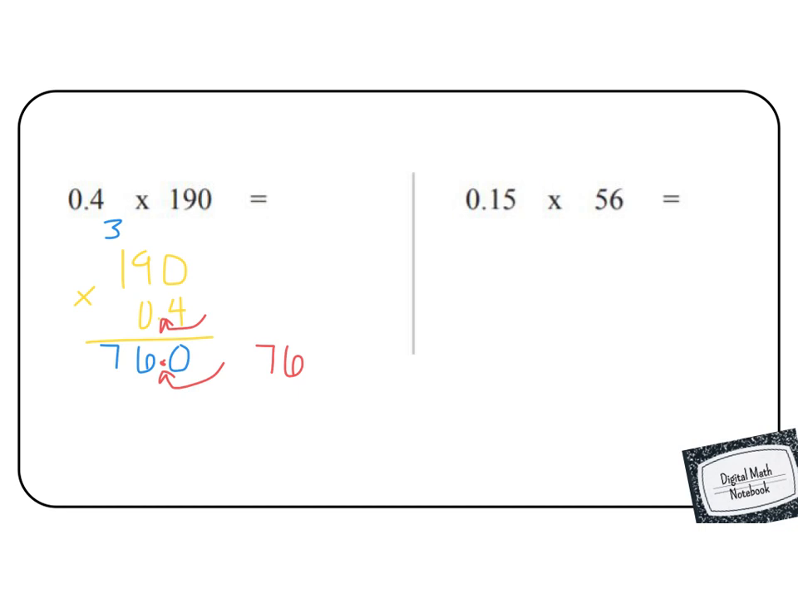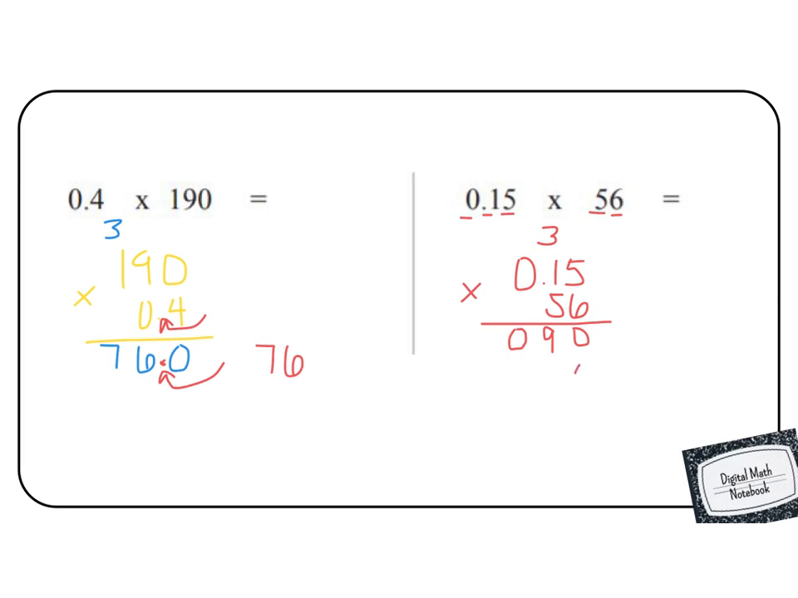Let's try this again. In this next problem, we have 0.15 and 56. I'm going to write 0.15 on top, even though I know 15 is smaller than 56, because it has 3 digits. So the number with the most digits is going to go on top. Then 56 is going to go underneath. And again, I'm going to multiply like there's no decimal at all. So 5 times 6 is 30. 6 times 1 is 6, plus 3 is 9, and 6 times 0 is 0.